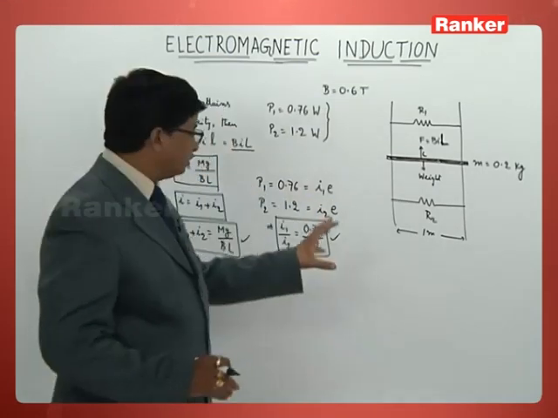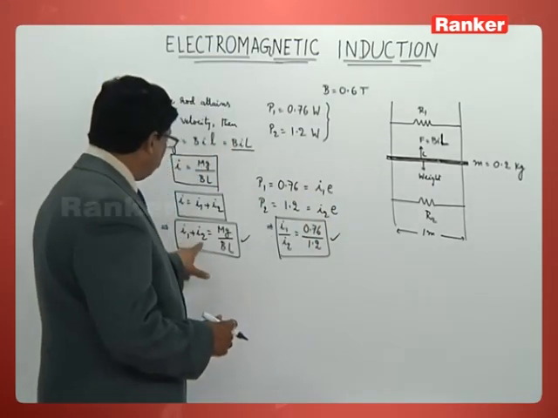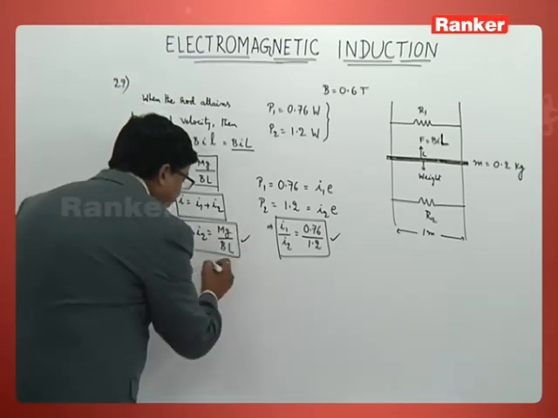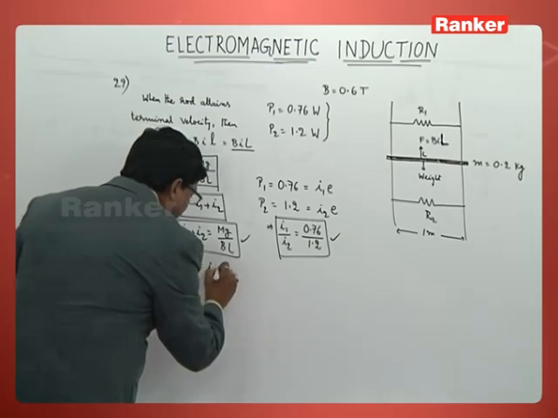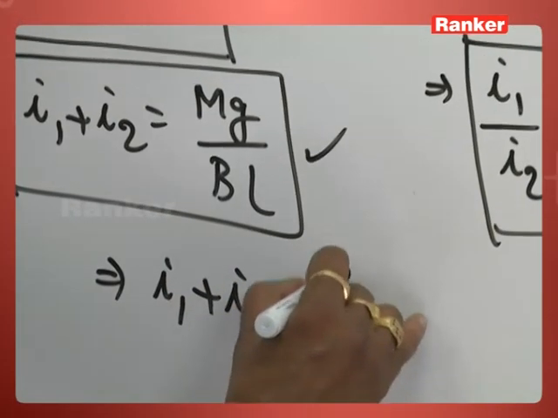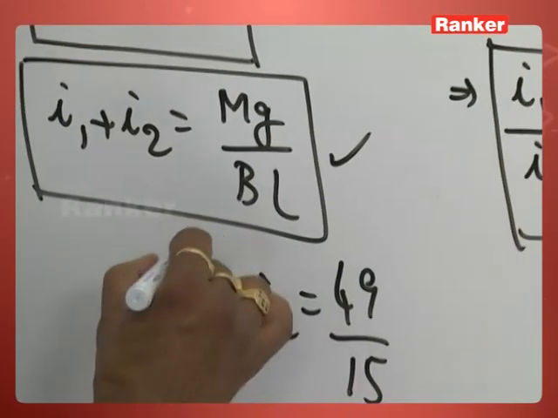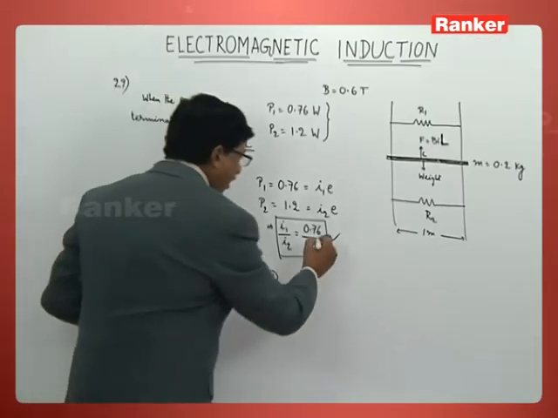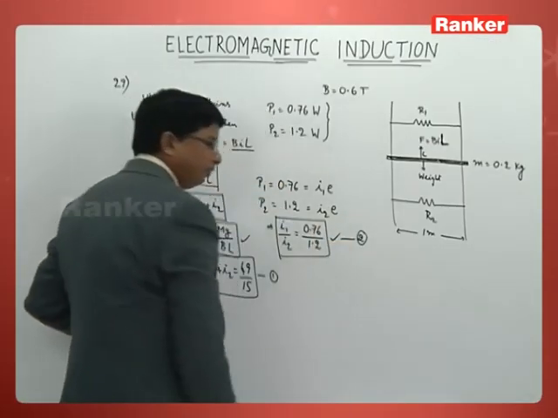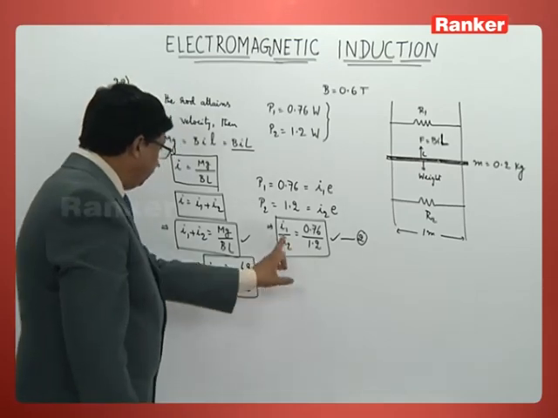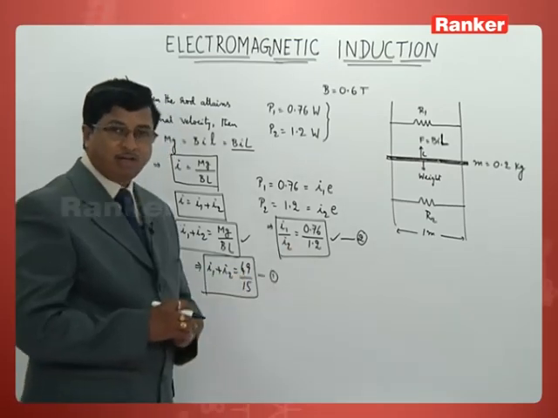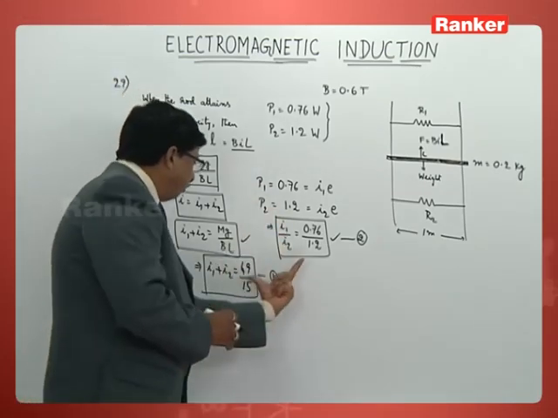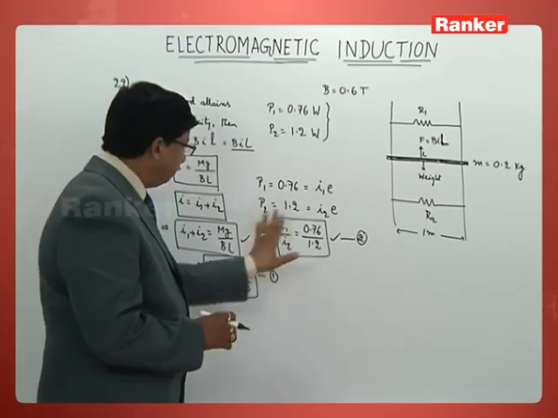See the equations once again. I1 plus I2 we have got mg by BL. If you substitute the values here, you get I1 plus I2 as 49 by 15. Look at this. I write this as first equation and I write this one as second equation. Can't you just estimate from these two what are the values of I1 and I2? You will be getting the values of I1 and I2 from equations 1 and 2. Simplify them first.